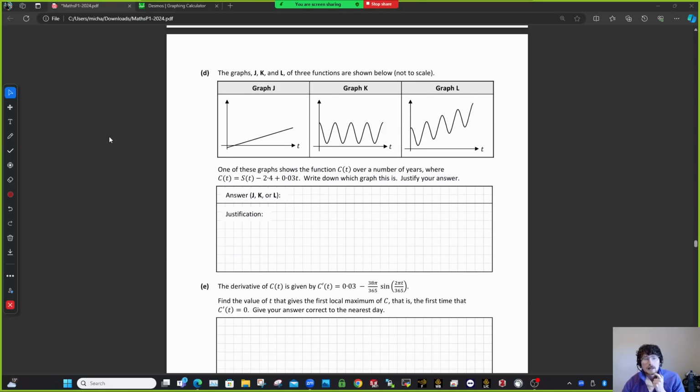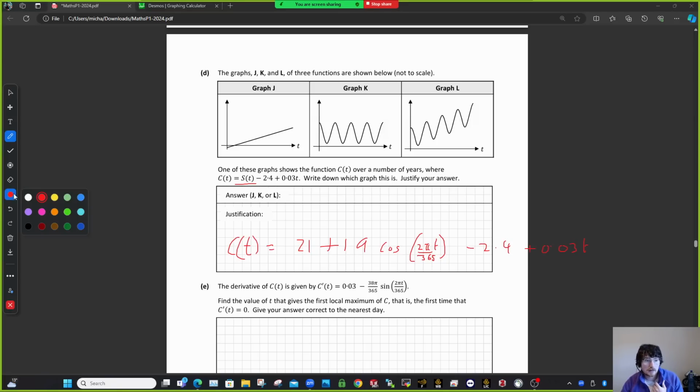This one here, what is this? I'll write out what C is here first of all. C is the S from above. Where's the D? Here it is. So 21 plus 19 cosine of 2 pi t over 365. Take away 2.4 and add on 0.03t.